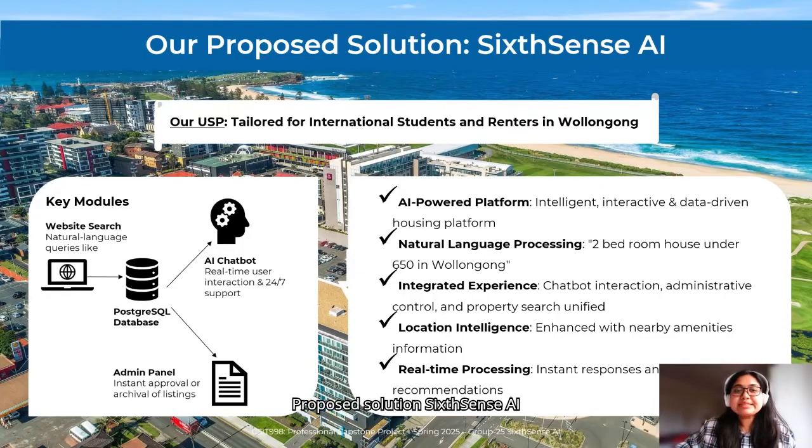Proposed solution: SixthSense AI integrates property search, chatbot interaction, and admin moderation into one cohesive experience. Users can ask, "Find a two-bedroom house under $650 per week in Wollongong," and get instant tailored results showing nearby amenities information. Our unique selling point is that it's built for international students in Wollongong, emphasizing affordability and AI-driven assistance. Now let's work through the key features that bring this idea to life.